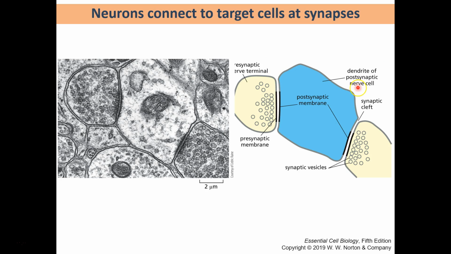That's going to happen through, again, smaller extensions that come out of axons, and that's going to be your presynaptic nerve terminal, and it's going to meet the cell that it's going to activate, the dendritic postsynaptic nerve cell. So this is going to be your postsynaptic nerve cell's membrane, and the ones over here and here are your presynaptic nerve terminals.